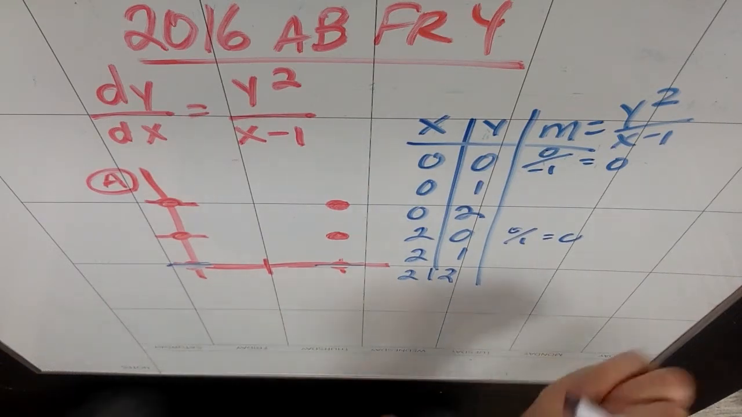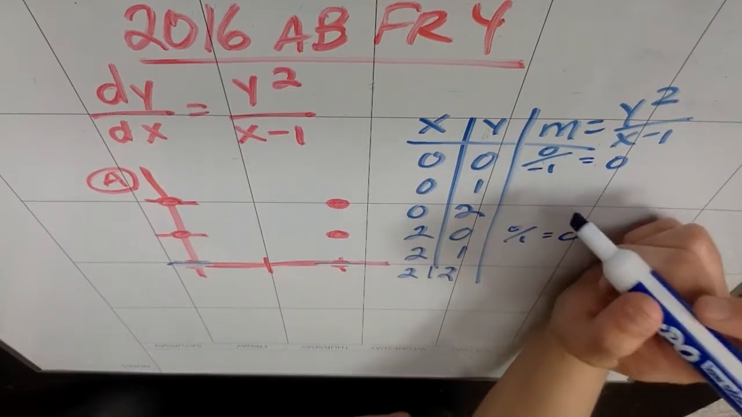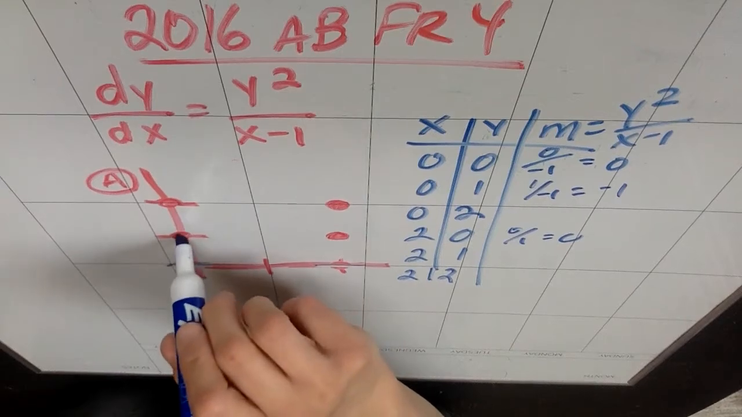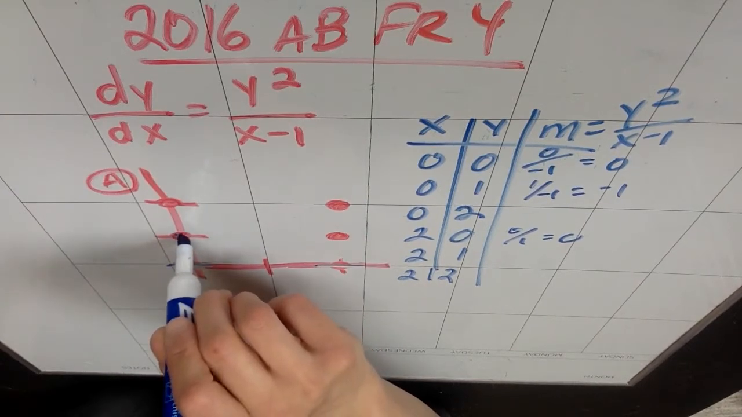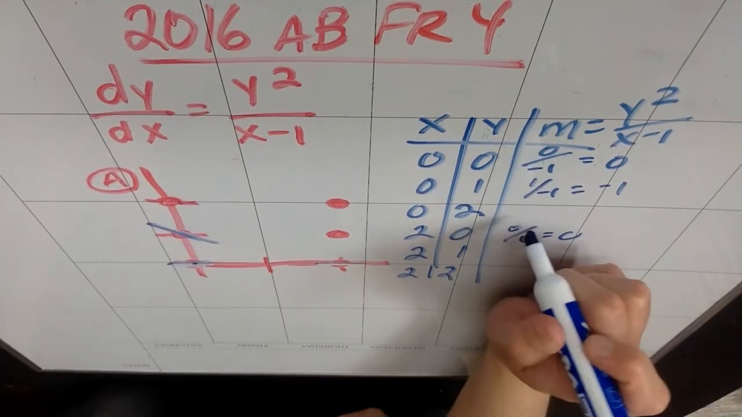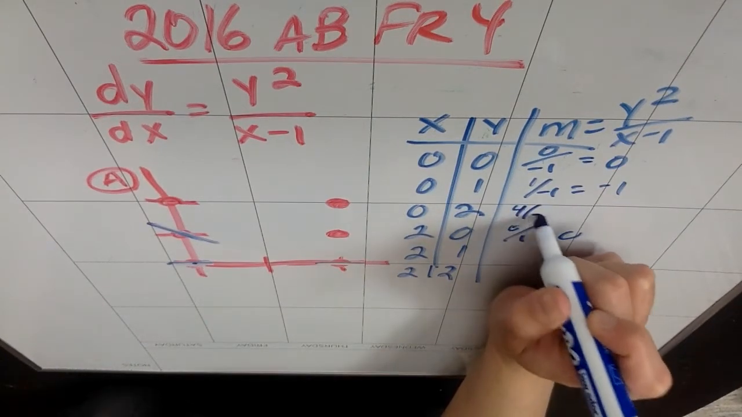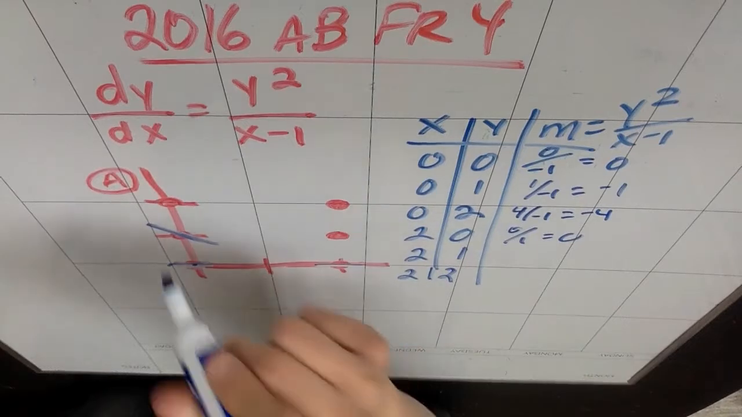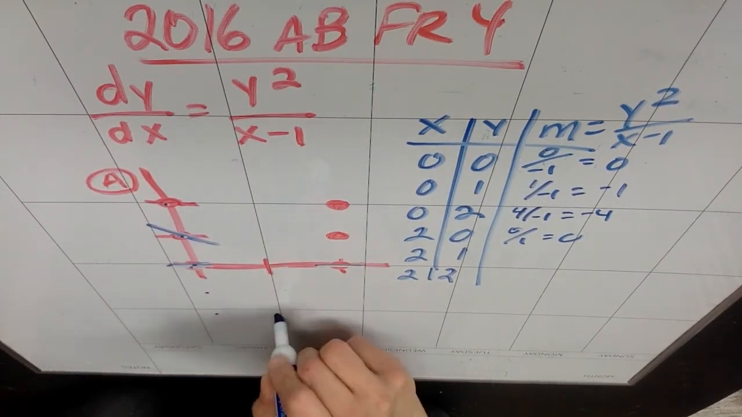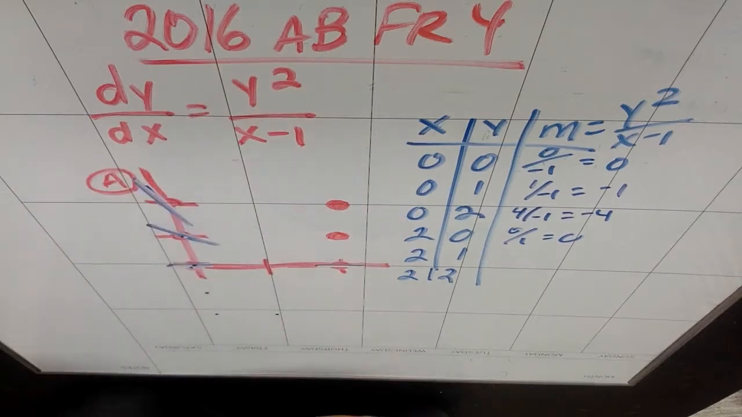So when I plug in (0, 1), I'm going to get a 1 on top of a negative 1, which is a slope of negative 1. So that means at this point, (0, 1), I should go down 1, right 1, which is a slope of negative 1. When I plug in a 2, I'm going to get a 4 on top of that negative 1, so I get a negative 4, which means go down 1, 2, 3, 4, right 1. So that's going to be pretty steep negative.